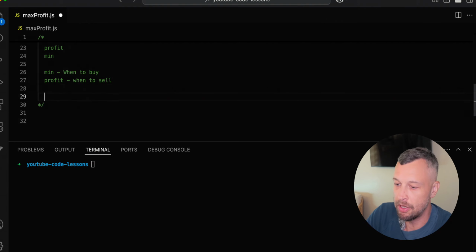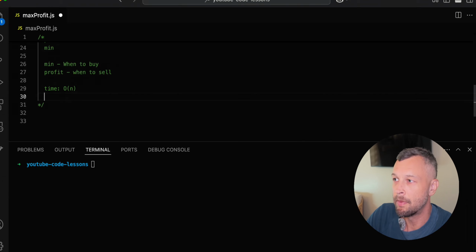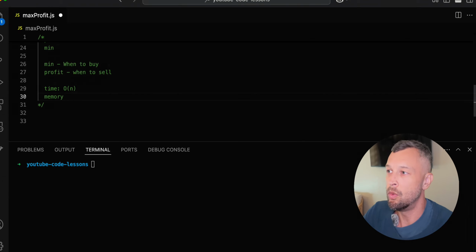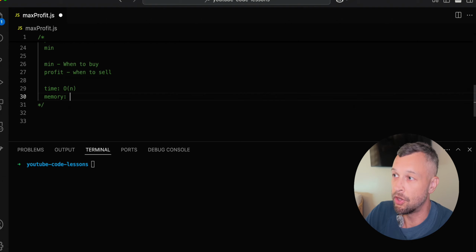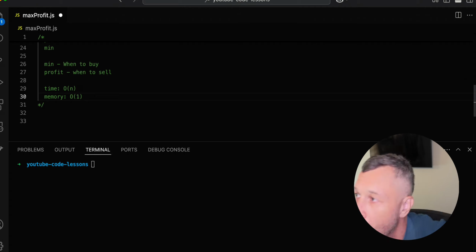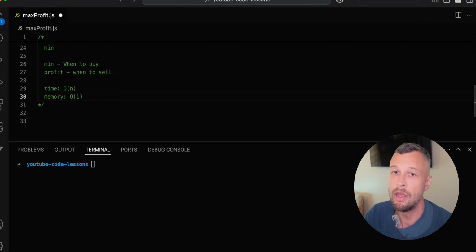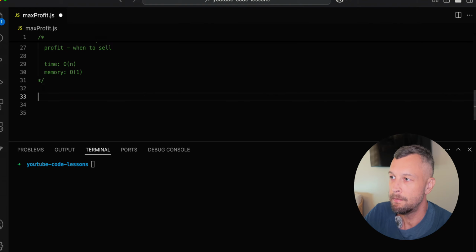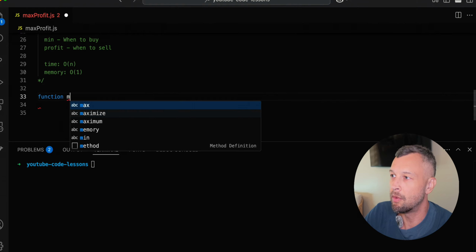And that would give us ultimately a linear time complexity. And for memory, we would have the same. This is the good news. We actually would still have constant memory complexity, because in this case we're only using two variables. We're not using a hash map or anything fancy like that. So let's go ahead and see what this would look like.